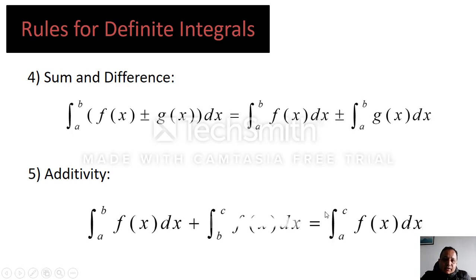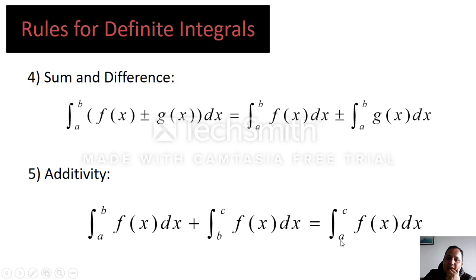Now what is additivity? Additivity means you have the integral from a to b of f(x) dx and from b to c of f(x) dx. If you look at this one, you have the same constant. The upper bound of the first one and the lower bound of the second one are the same, which means it's a connection. There is a continuity here. So you can write this as the integral from a to c of f(x) dx.